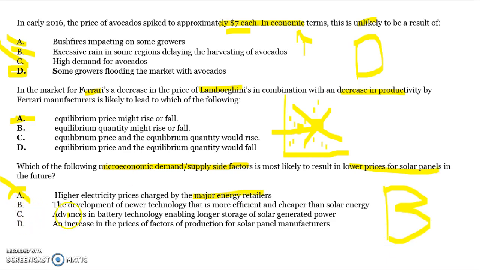In terms of why the other ones are wrong, advances in battery technology enabling longer storage of solar generated power, that's actually going to shift the demand curve to the right because more people will want solar power because it's a better product. It's like saying if the battery in the iPhone increased and could last for 2 or 3 days, then more people would want them and the price would go up. So that's not the correct answer. And an increase in the price of factors of production would lead to a higher price because it's going to shift the supply curve to the left.